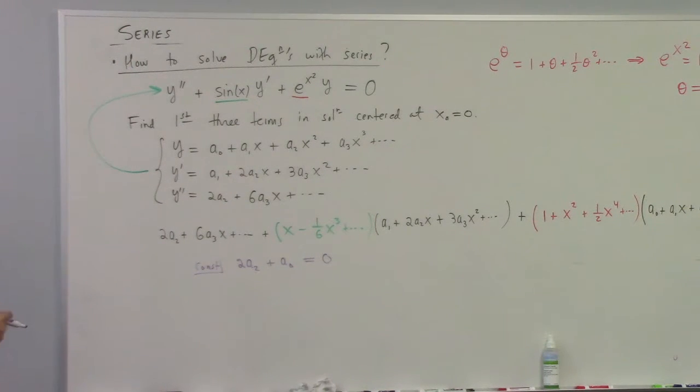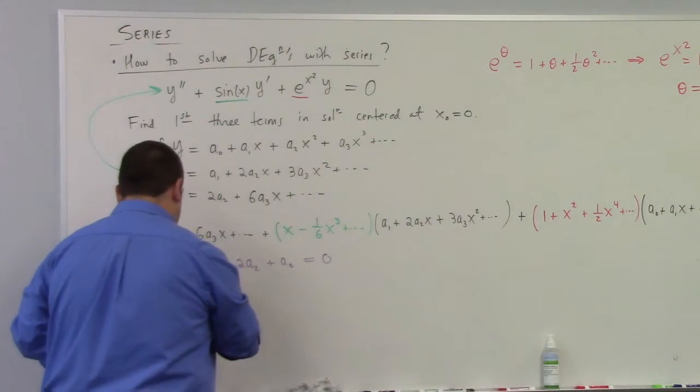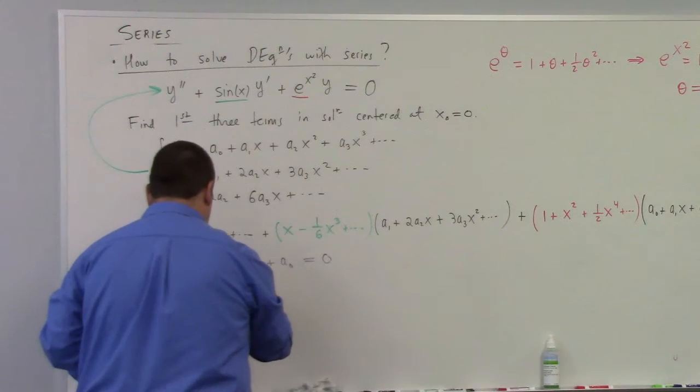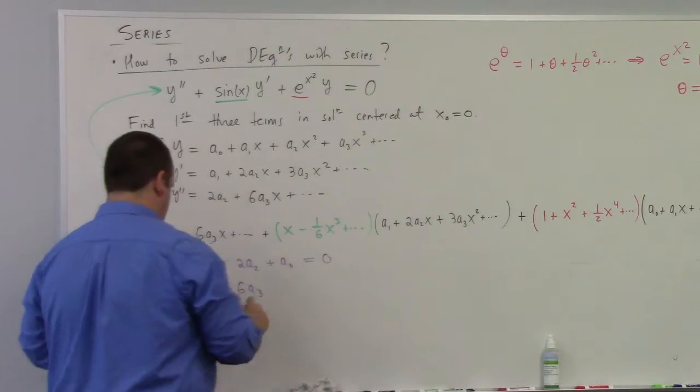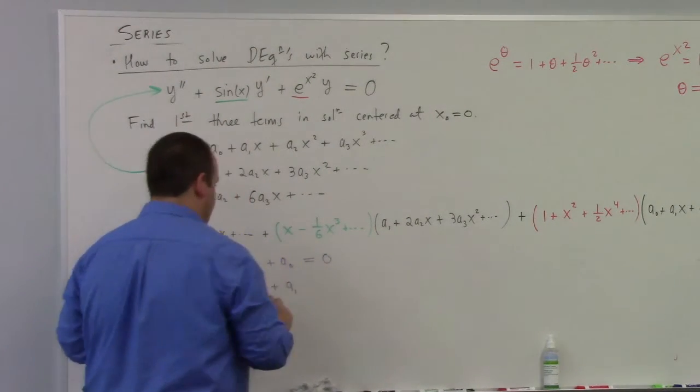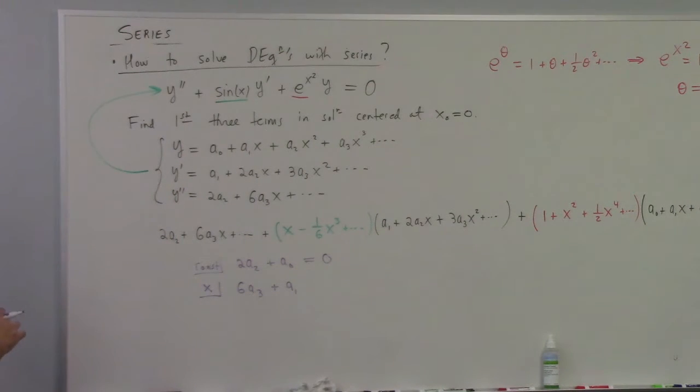There's 1. Our next equation, x. So we've got ourselves a 6a3. Let's see here, plus a1. What should we be expecting, by the way? What is this? This is a second order linear differential equation.